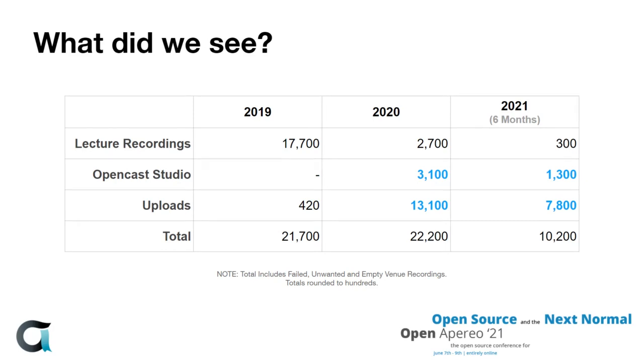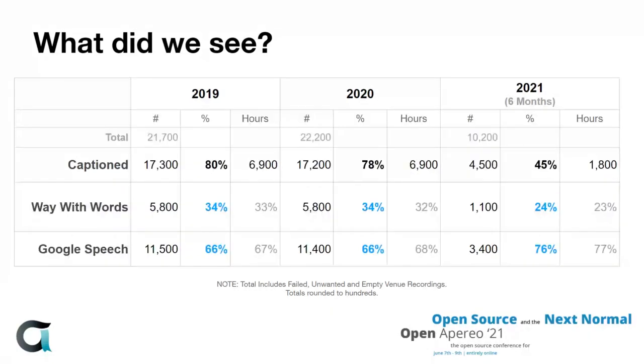And then on the captioning side, captioning was introduced in, I think, 2018 or 2019. I think Stephen will be able to correct me on that. And you can see that pretty much 80% of our recordings were captioned, and most of that went to Google Speech, which is the automatic captioning, and Way with Words is the requested upgrade of the caption. In 2019 and 2020, we did almost 7,000 hours of captioning, and year to date, we are almost at 2,000 hours of captioning.